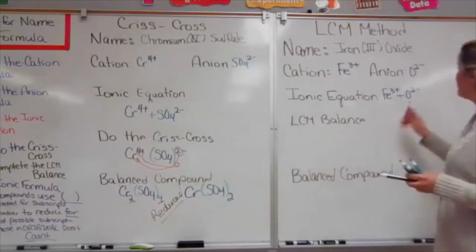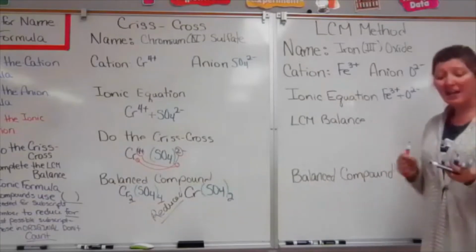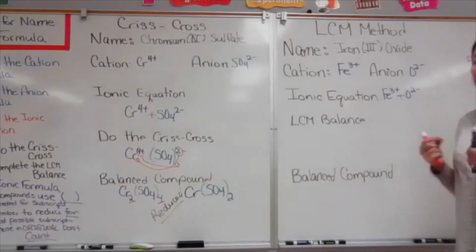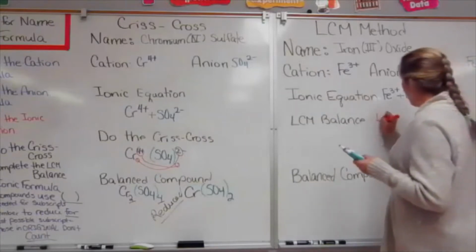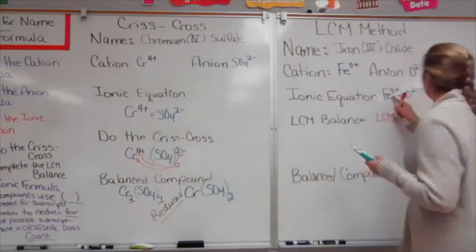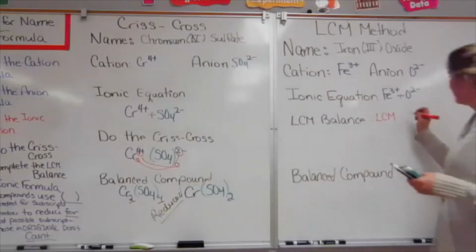LCM being the least common multiple, or the lowest number both of these will go into as a whole number. Because remember, you cannot have half or partial subscripts. We're only looking for full number subscripts. So when I'm looking at the LCM of 3 and 2, the LCM would be 6.